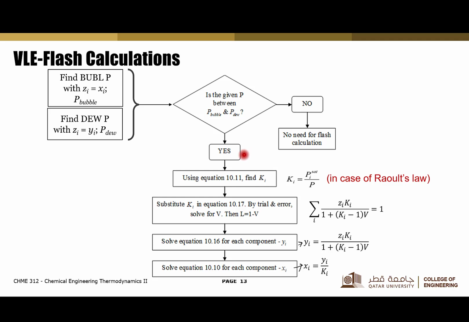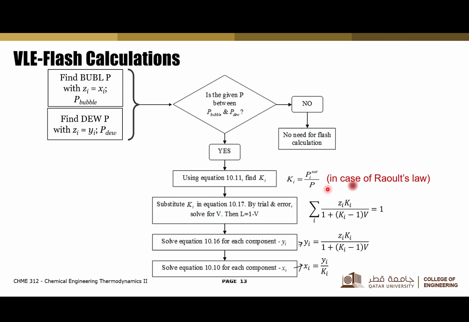If it is, then what we're going to do is use equation 10.11 to find K. So K would be Pi sat over P at that given temperature. So if you have a flash, you know the temperature inside, you know the pressure. Pi sat from Antoine's equation will give us the saturation pressures. Then we can solve for K in that given problem using the temperature. Then we're going to substitute the K into the expression that we derived in the previous slide. Right? So now we have the K values. And then by trial and error, solve for V, and then L would be 1 minus V.